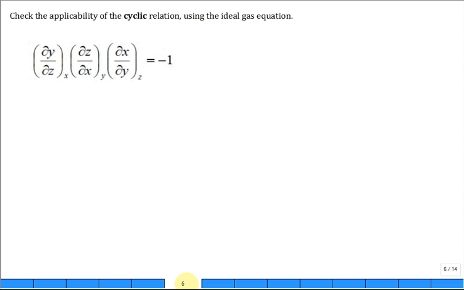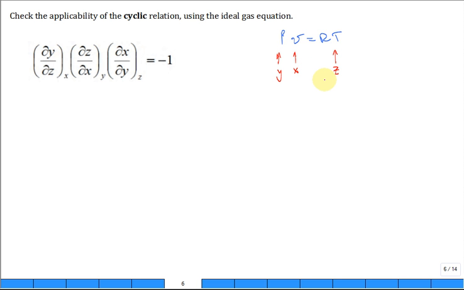So here's another one. Use the ideal gas equation and check the cyclic relation. So we'll start with PV is equal to RT. You tell me which one you want to be the X. Let's go with V for x. Which one do you want to be the y? P. And which one do you want to be the z?